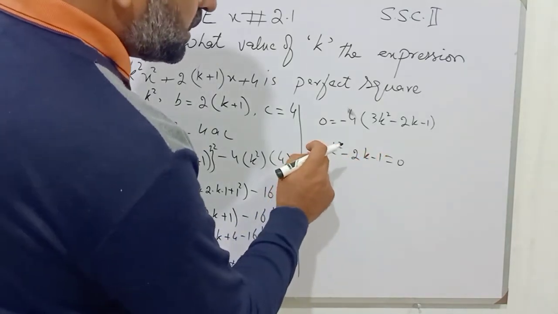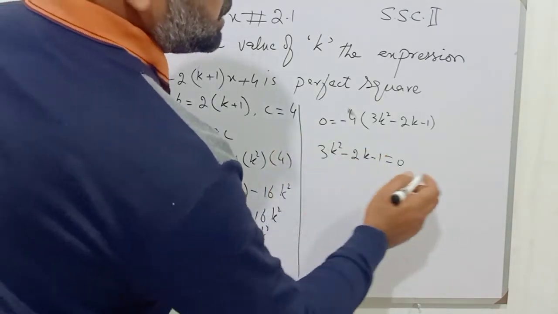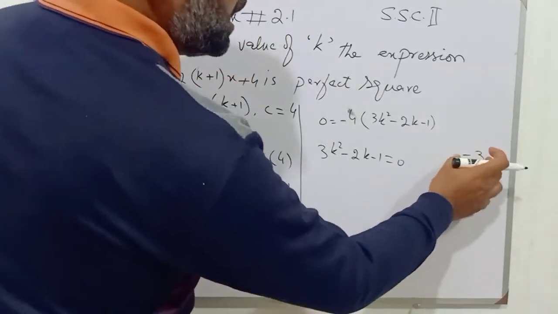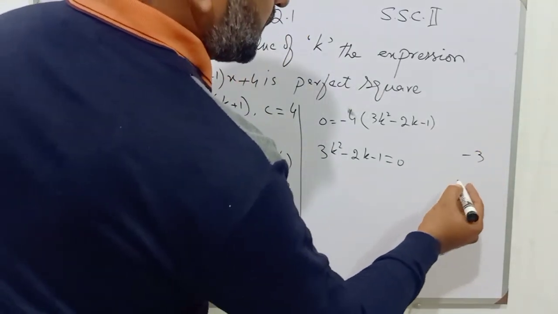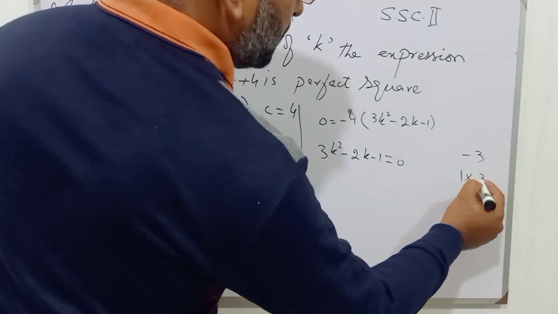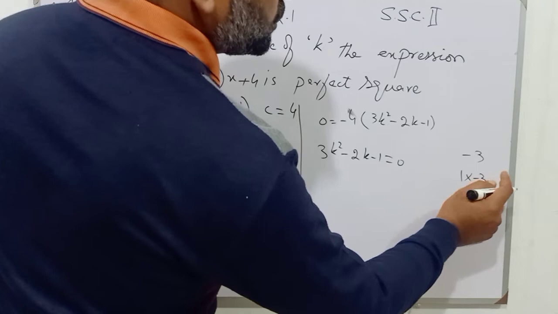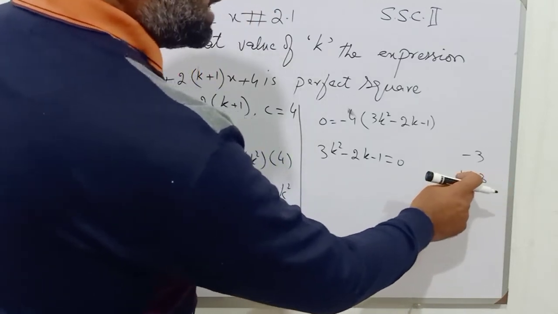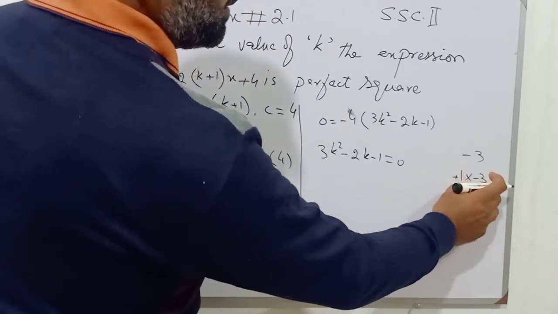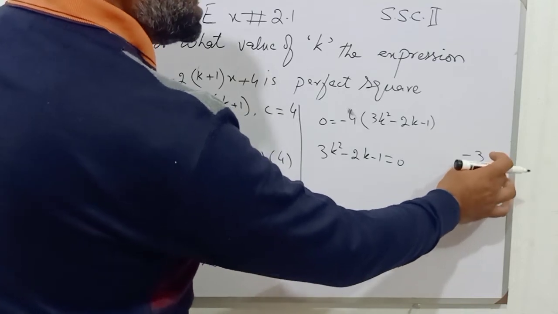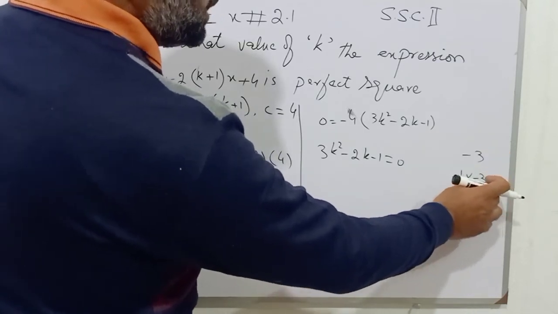Multiply the first coefficient and the last number, and it will become minus 3. Now break this minus 3 into 2 factors in a way that the product should be equal to minus 3 and sum must be equal to minus 2. So take 3 as minus and 1 as plus. When you multiply both the numbers, you will have minus 3 and when we sum up both the numbers, we will have minus 2.